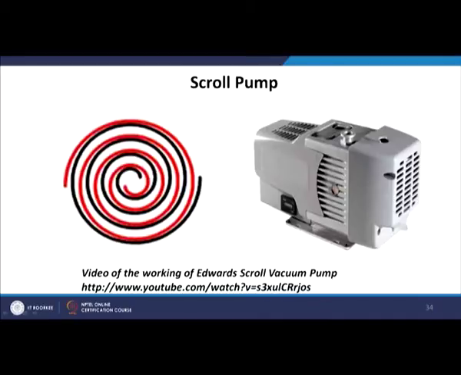Now, when the gas molecules enter, they get trapped inside these white chambers, and there is a variable volume here. Because of the relative motion of one scroll with respect to the other scroll, a pressure difference is created. To understand it better, we are showing you next a working video of a scroll pump.